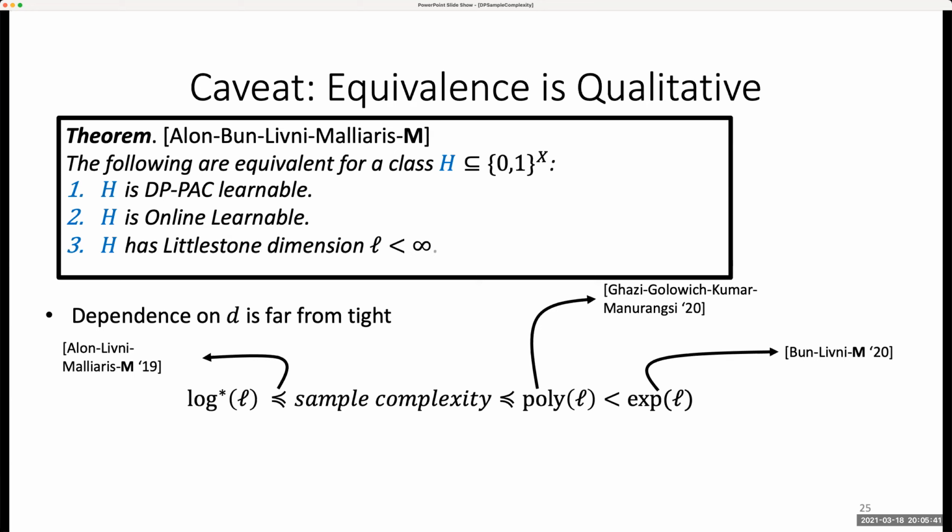And this remains open. Let me just mention a result by Ghazi, Golowich, Kumar, and Manurangsi. It will appear in the next talk, I believe. They improved our upper bound to polynomial in the Littlestone dimension. And they also provided a proper PAC learner, which answers the question that was asked before about whether you can get equivalence for proper learning.